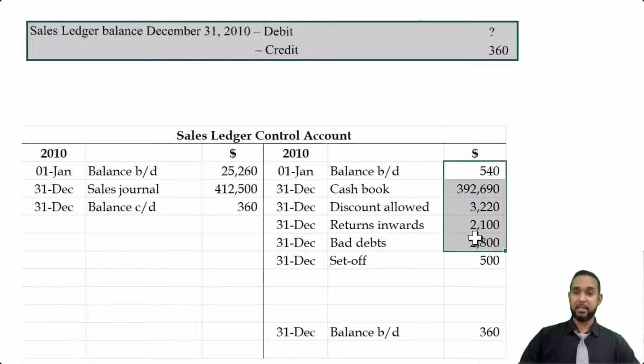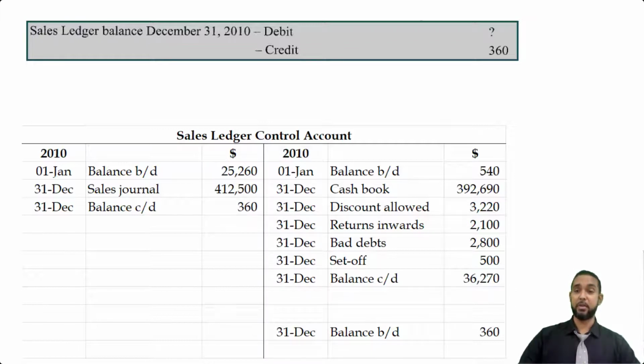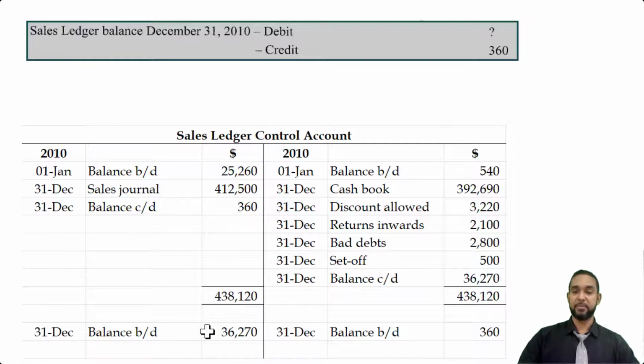We add up all the items on the credit side, add up all the items on the debit side, and subtract. Clearly, the debit side has more. So what's going to happen? We are going to have a balance carried down there of 36,270. And when we total up both columns, both the debit and the credit column, we're going to get the same total on both sides, 438,120. And don't forget to bring down your balance of 36,270.